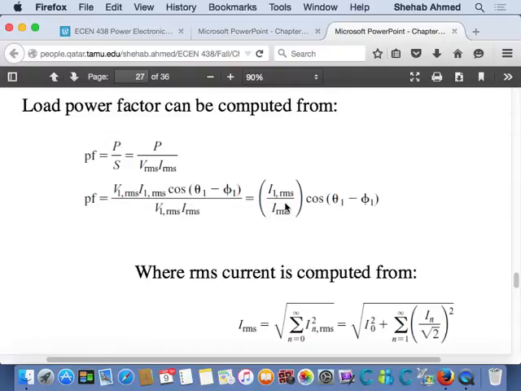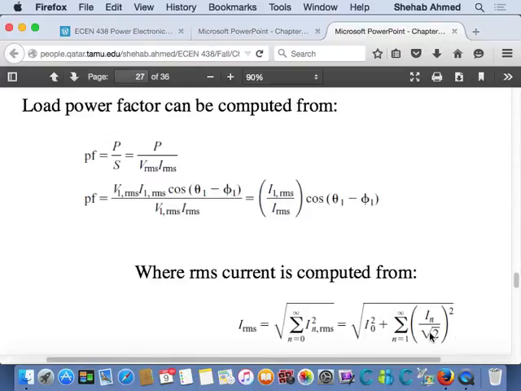Okay, so this is what harmonics do. They reduce your power factor, right? And then how would you calculate this RMS current? As I said, it's like the voltage RMS calculation that we did before. You have to take every single component, square it, and put it under a square root.